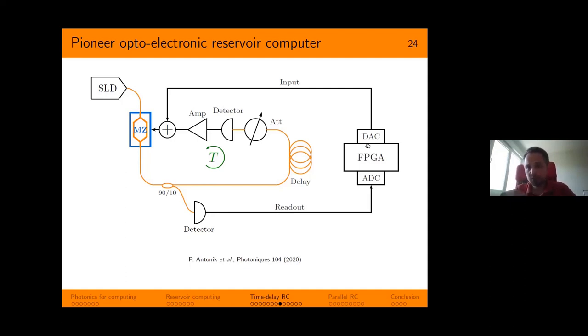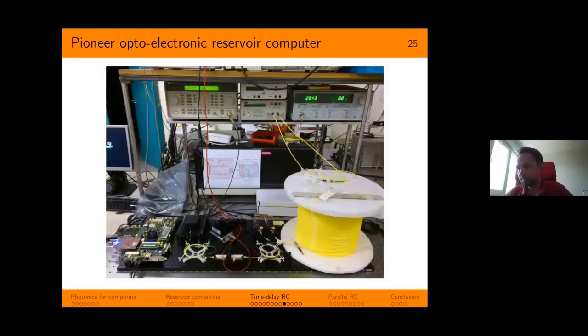And the introduction of the perturbation signal, the input U of t, is masked on the FPGA and sent through this electrical cable and applied to the RF port of the Mach Zehnder. And here is the picture of the setup on the optical table.